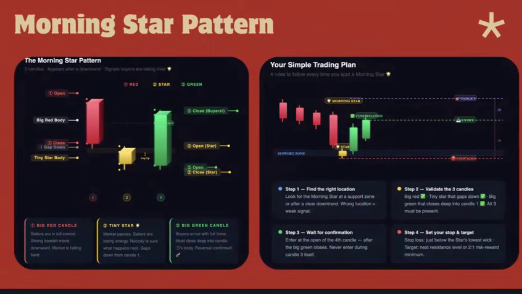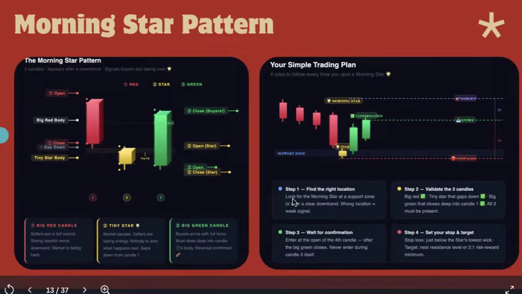Morning star pattern. This is a 3-candle pattern. The big red candle, sellers are in full control. Then a doji, an indecision candle. Third candle, a big green candle. Buyers arrive with full force and close into the first red candle. Together, these 3 candles paint a complete picture. Sellers dominated, then confusion, then buyers took over completely.